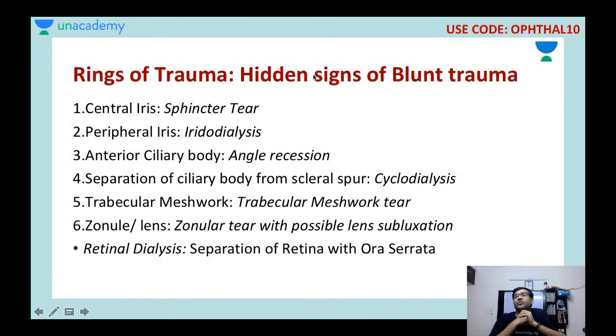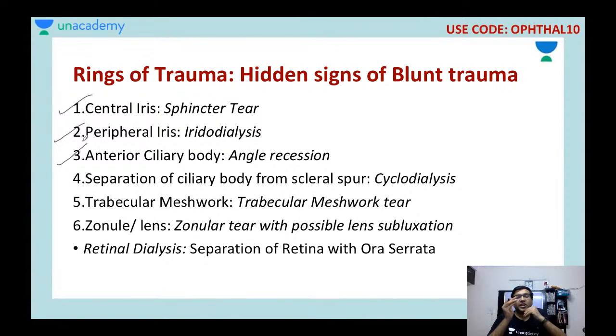What are the various rings of trauma? The first one is in the central iris, there can be a sphincter tear. Sphincter tear का क्या meaning है? There is damage to the sphincter of the pupil and you may have a dilated pupil. Around the peripheral iris there can be a disinsertion of the iris root, which is called iridodialysis. Around the ciliary body there can be a separation of the longitudinal and the circular muscles of the ciliary body. This in the longer term can cause glaucoma. This is called angle recession.